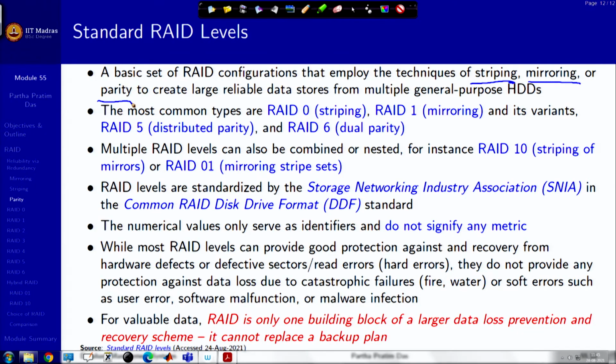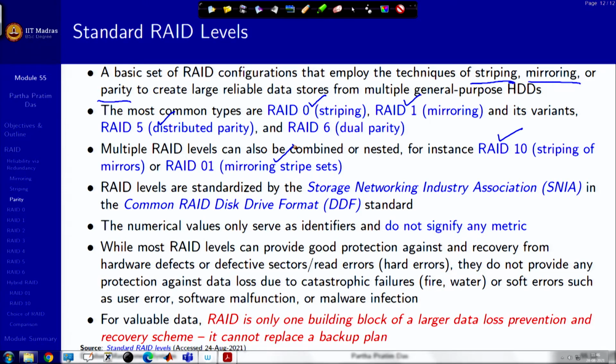So, there are a number of RAID levels: RAID 0 which uses striping, RAID 1 which is mirroring, RAID 5 which uses distributed parity. We will talk a little bit about that. You can also mix multiple RAID levels through nesting, called hybrid RAID. So, you can have striping of mirrors or mirroring of stripes and so on. These are standardized by a standards organization into a DDF.